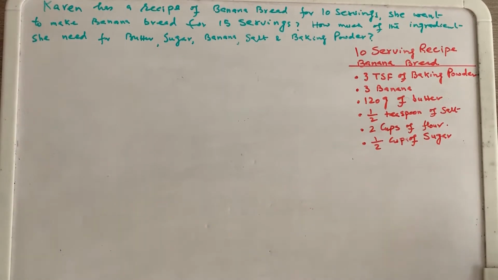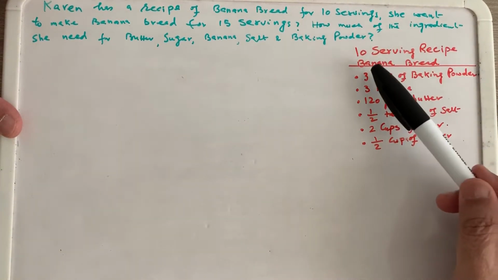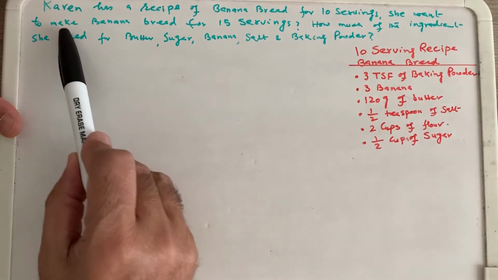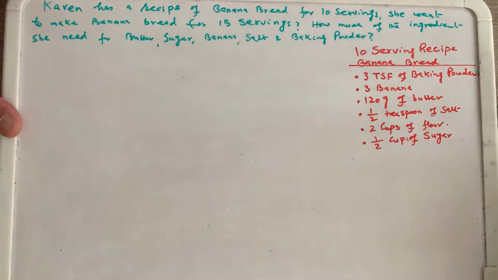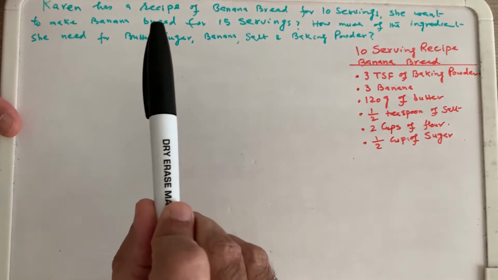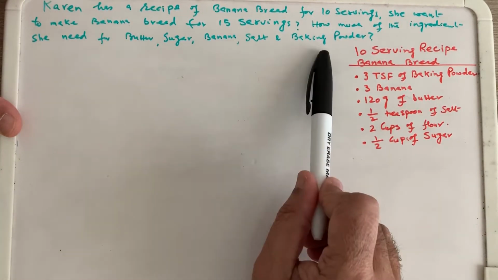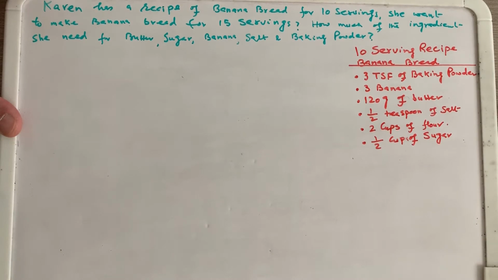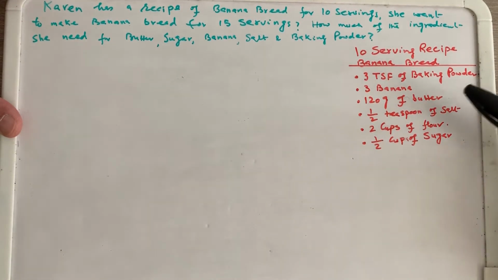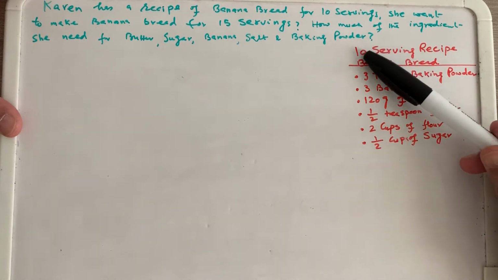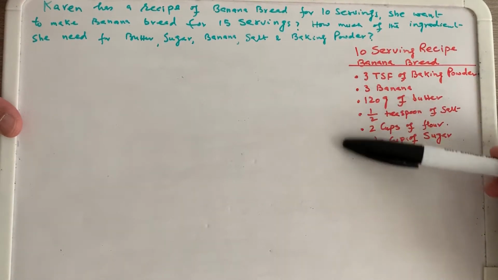It can come in many ways, but it's like a 10 serving banana bread recipe, right? Karen has a recipe of banana bread for 10 servings. She wants to make banana bread for 15 servings. How much of the ingredients does she need for butter, sugar, banana, salt, and baking soda? She has a recipe for 10 servings, and the quantities are known, right?